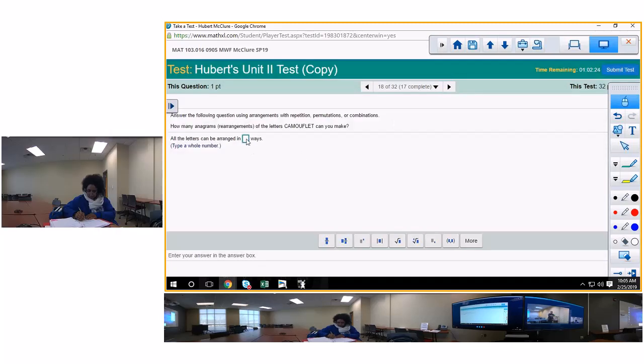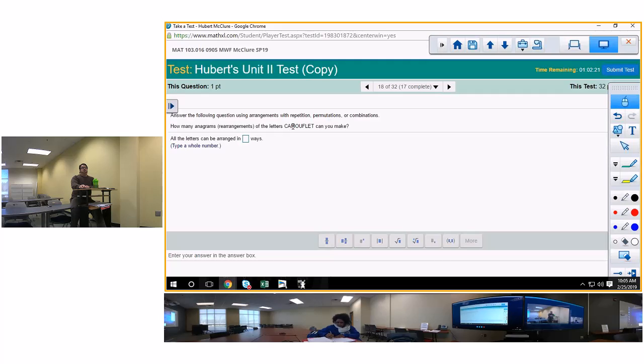Take how many? 1, 2, 3, 4, 5, 6, 7, 8, 9. 9 factorial. What do you get? This will be 9 factorial. So just put 9 and an exclamation mark. 362,880. Because there's how many letters? There's 9 letters in camouflage, whatever that is. And you take 9 and do factorial, and that's how many you got. Next.